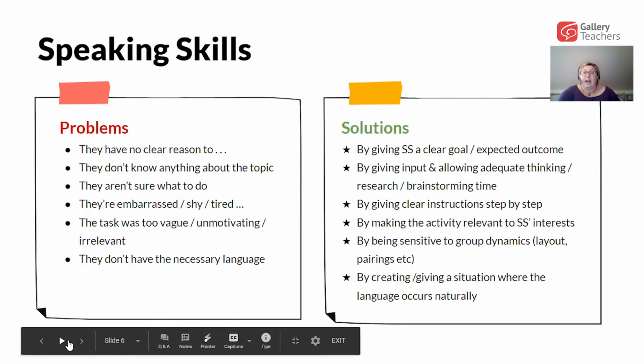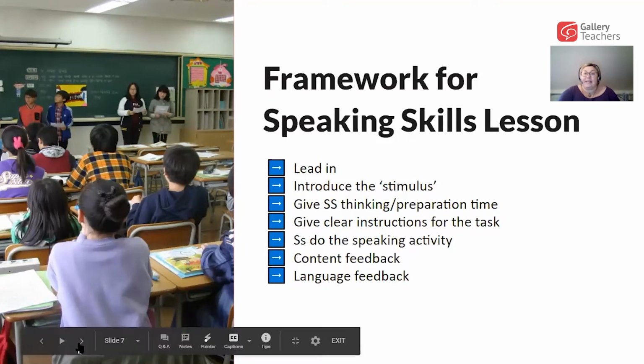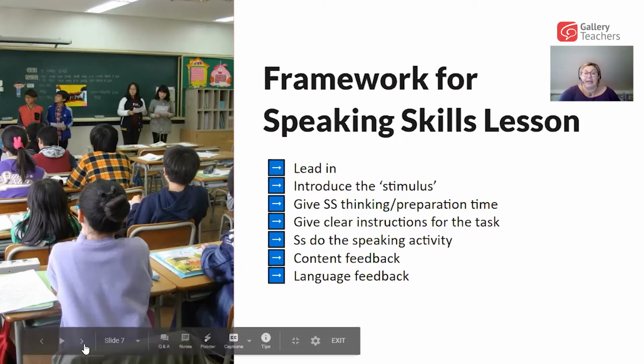Okay, moving on. This just looks like the basic framework for giving a speaking skills lesson. So you're probably very familiar with stages like the lead-in, where you're just warming up the students' brains, getting them ready for the activity. And the important thing to think about in this framework is making sure that you've got a suitable stimulus and giving students plenty of thinking or preparation time. So let's have a look at what this might look like if we were doing a demo lesson itself.